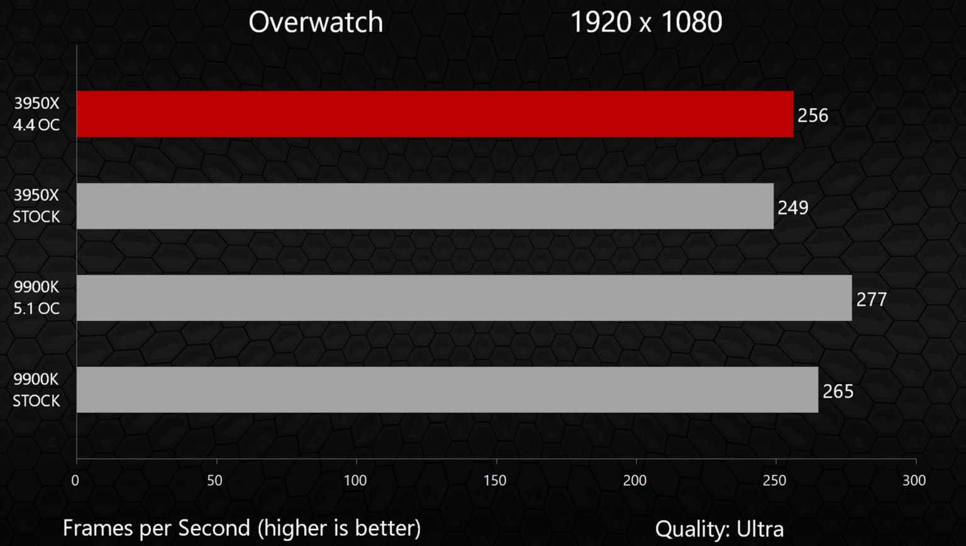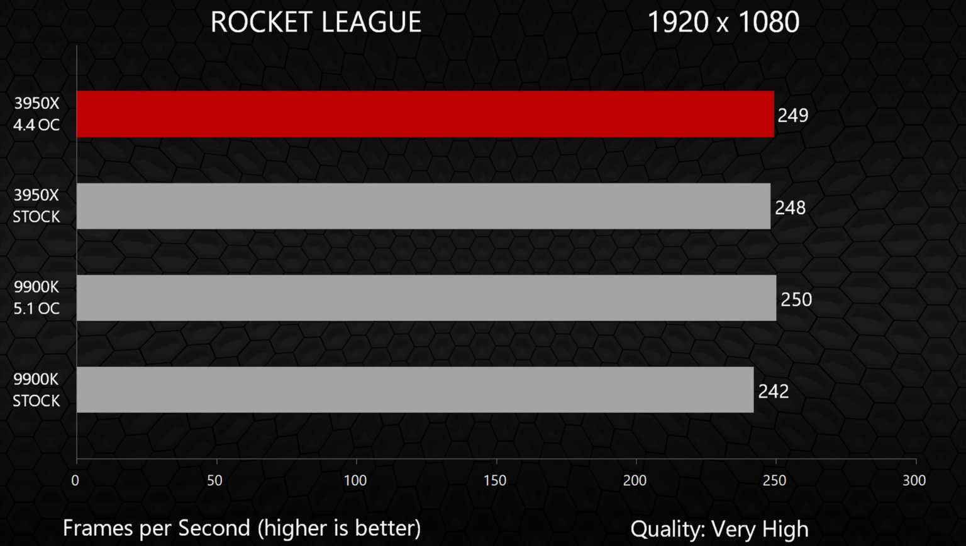Overwatch is a title that can take advantage of multi-core CPUs, at least to some extent, and running 4.4 gigahertz across all cores boosted the frame rates by a few percent. The overclocked 3950X still lags behind the 9900K, but not by a significant margin. In Rocket League, the frame rate is capped at 250 frames per second, and any one of these CPUs can pretty much max that out. What's interesting though is that the 9900K is actually the worst performer, or the slowest, in this particular test.